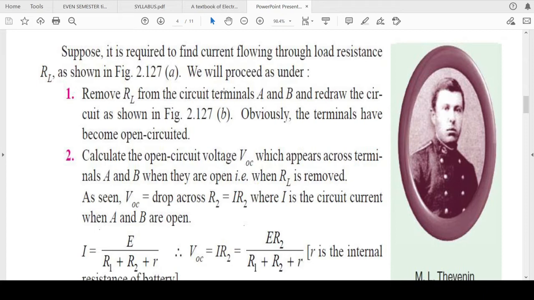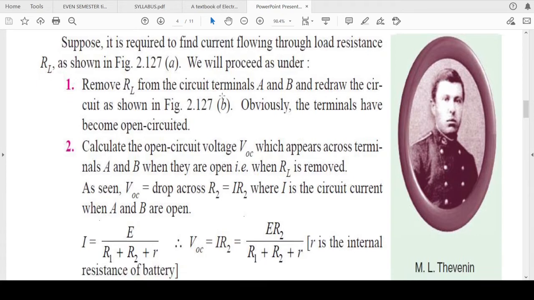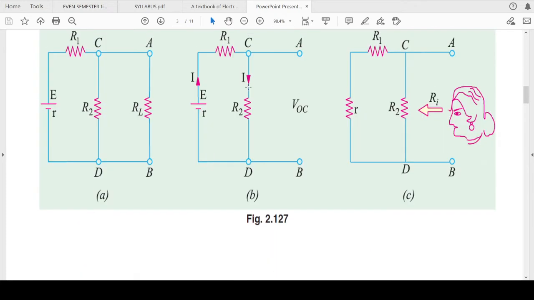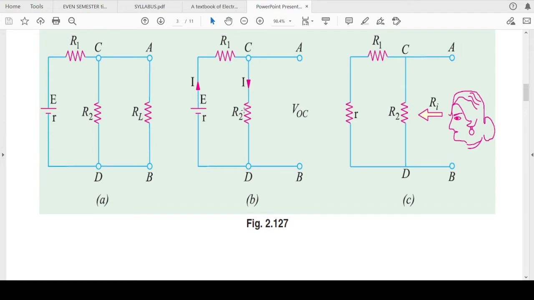As seen, VOC is equal to the drop across R2, where I is the circuit current when A and B are open. So now using the open circuit current, multiply that current with R2, that is nothing but the open circuit voltage. That is what we call Thevenin's voltage. So you have to find the current I here, and then you multiply the current with R2. That is the open circuit voltage or the Thevenin voltage.